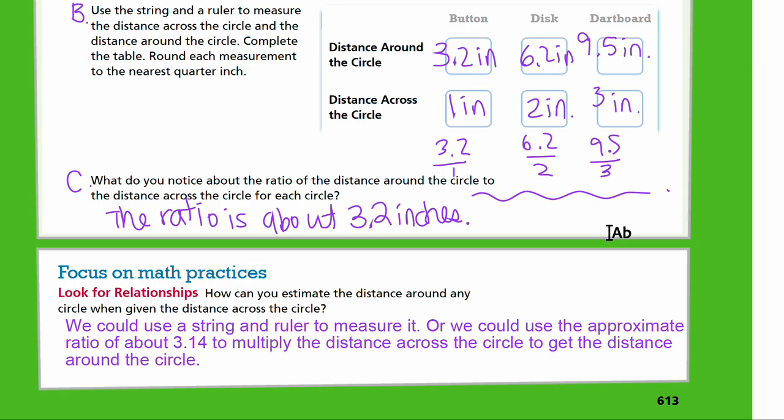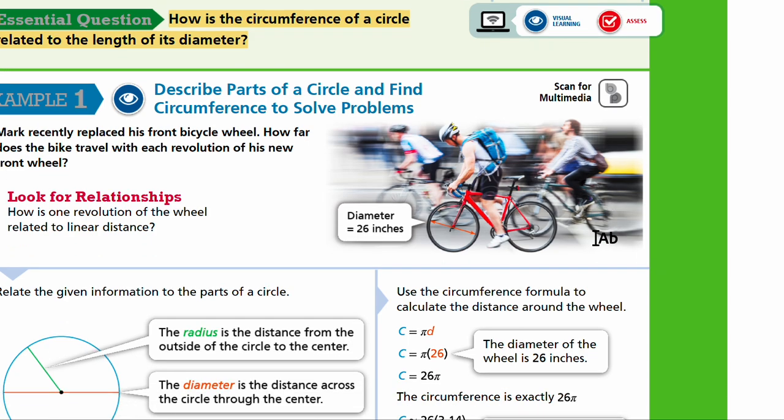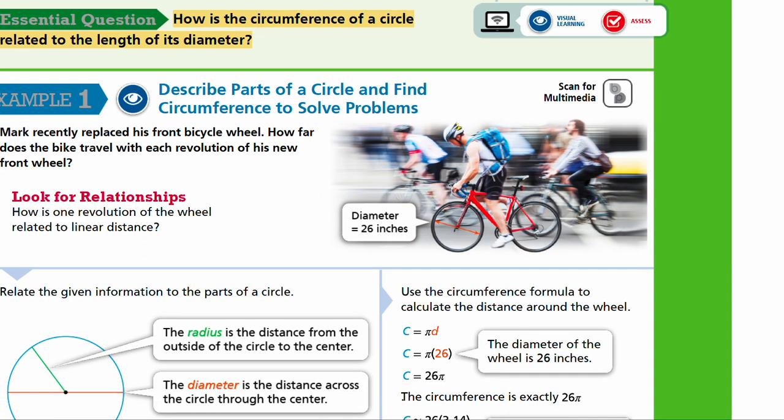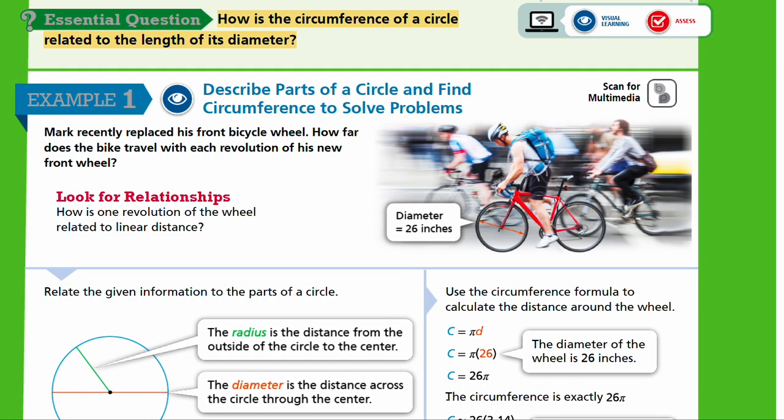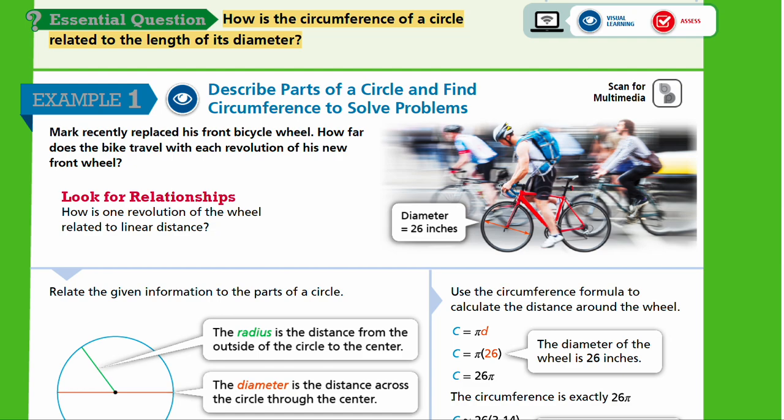So that was a fun exploring activity. Let's look at some examples in your textbook. So example 1, describe parts of a circle and find circumference to solve problems. Mark recently replaced his front bicycle wheel. How far does the bike travel with each revolution of his new front wheel? So one revolution means one rotation. So this means one rotation, one full circle. Okay, so how many full circles would he have, right?